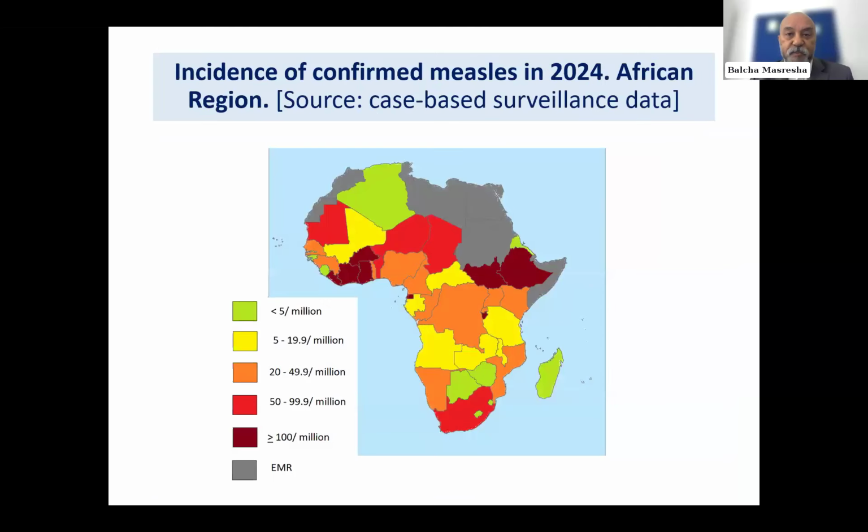And definitely the incidence figures vary significantly from country to country. This is the map of incidence for 2024, showing in deep red and in burgundy colors the countries where we had incidence levels of more than 50 and more than 100 per million reported last year.